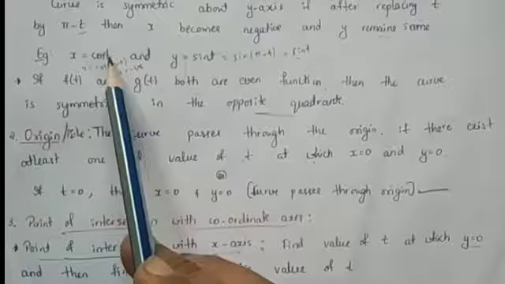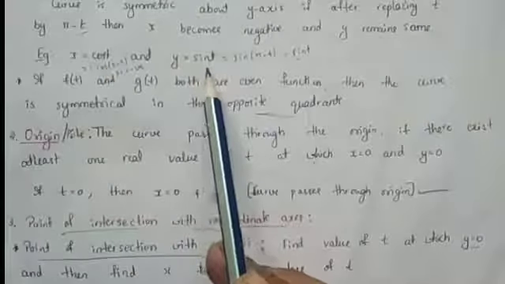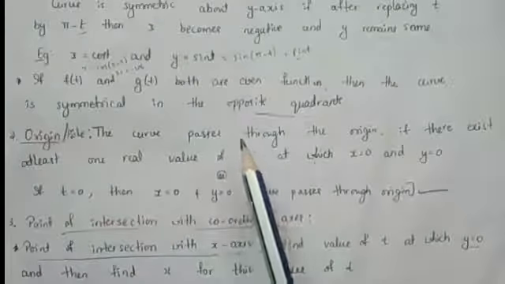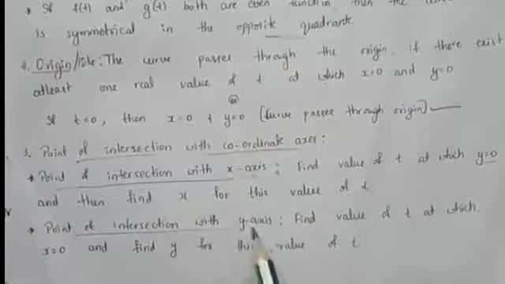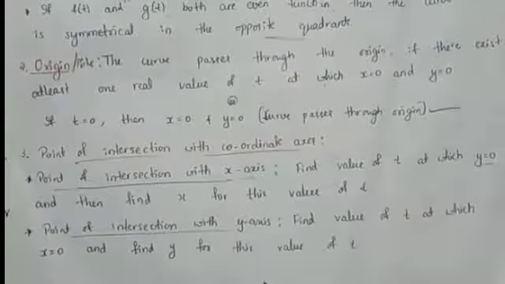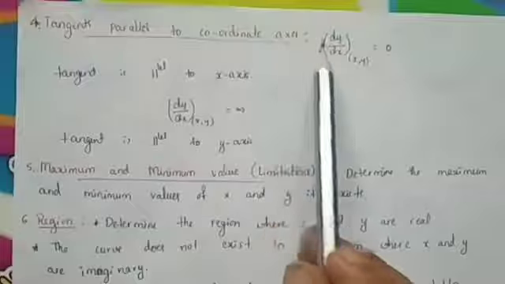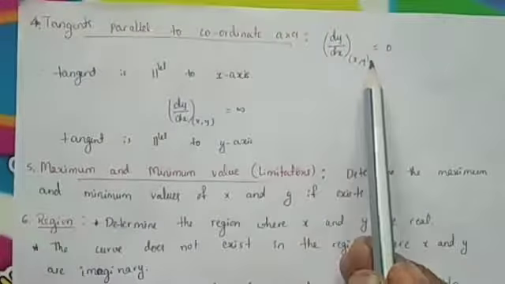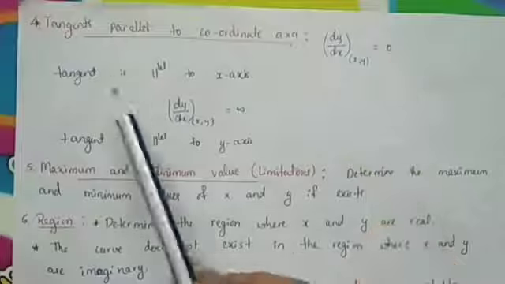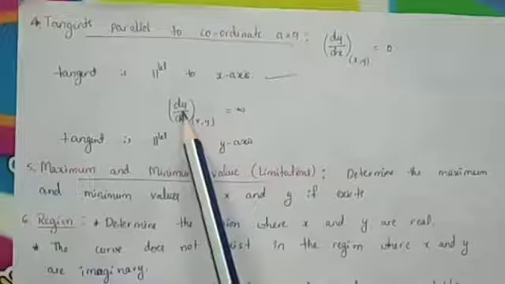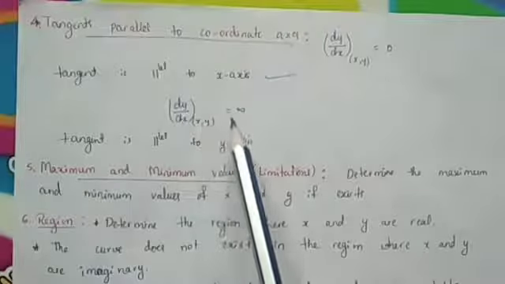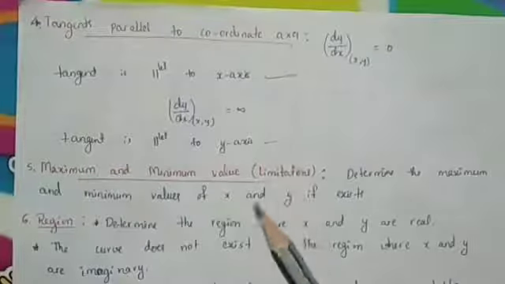Then substitute the t value into this one, you get the y value. So you get the point of intersection with the y axis. Okay. The next point is tangents parallel to the coordinate axes. If dy by dx at (x, y) is equal to 0, the tangent is parallel to the x axis. And if dy by dx at (x, y) is equal to infinity, the tangent is parallel to the y axis.